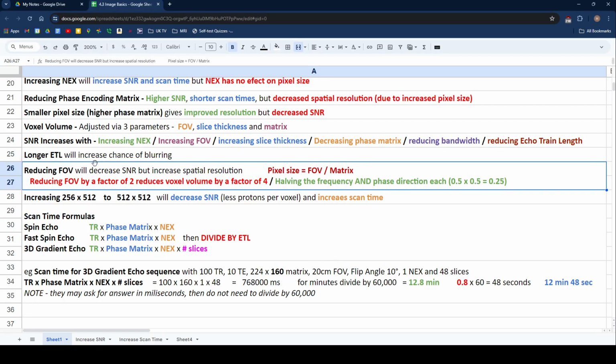Reducing field of view will decrease signal to noise, but increase spatial resolution, because pixel size equals field of view divided by matrix. So a smaller field of view will give you smaller pixels, decreasing signal to noise, but increasing spatial resolution. If you reduce field of view by a factor of 2, it will reduce the voxel volume by a factor of 4, because you're halving them in both frequency and phase direction. So you're going to get a 4 times decrease in signal to noise.